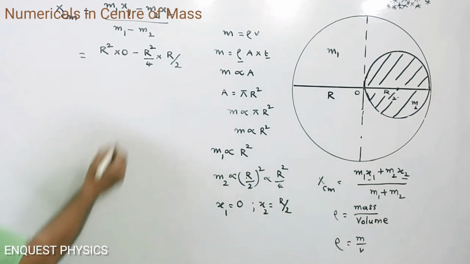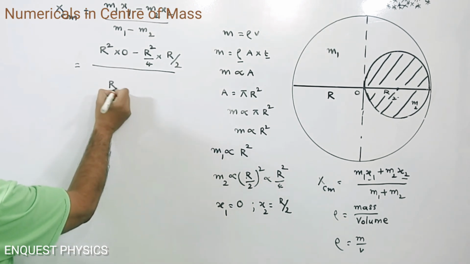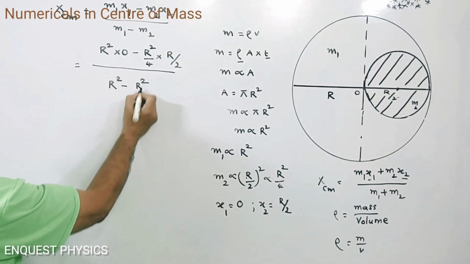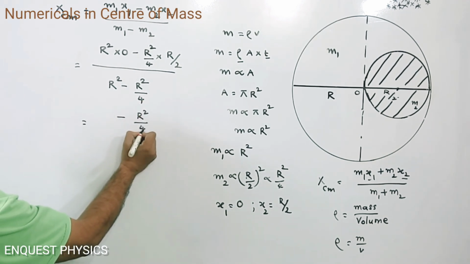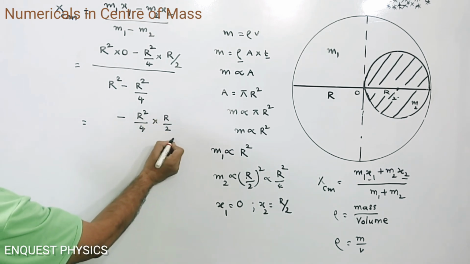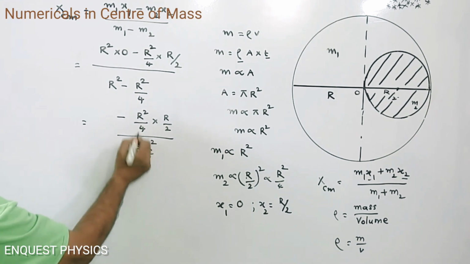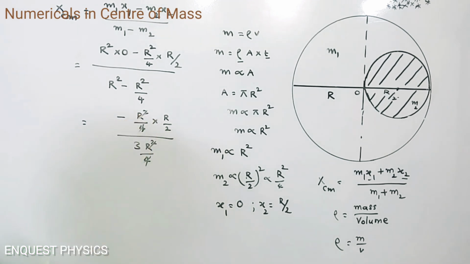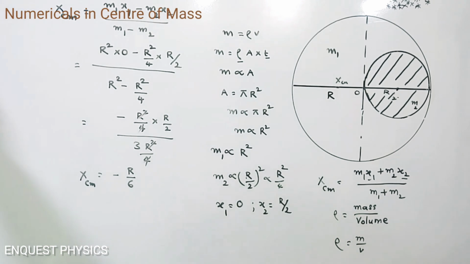Here we have upon, okay students, m1 minus m2, which is r squared minus r squared by 4, and it can also be written as minus r squared by 4 multiplied with r by 2, divided by 3 r squared by 4, where the 4 gets cancelled and r squared gets cancelled, and what you get is minus r by 6. It is the shift in the center of mass. First it is here and it is shifted.